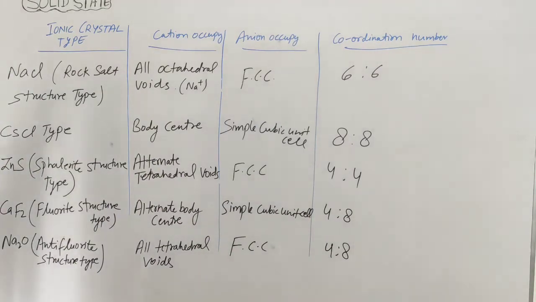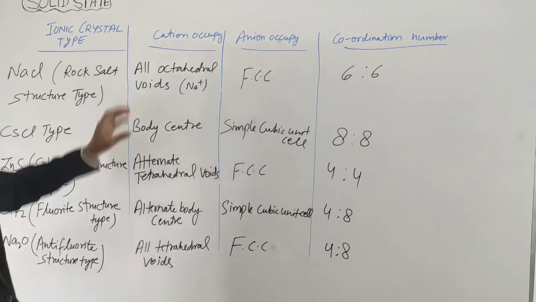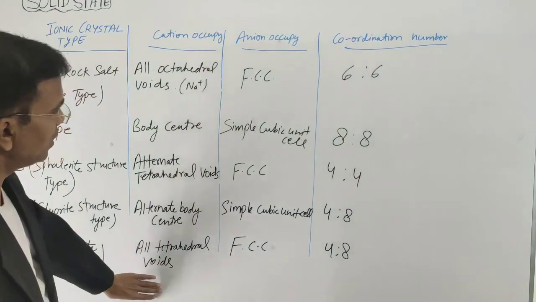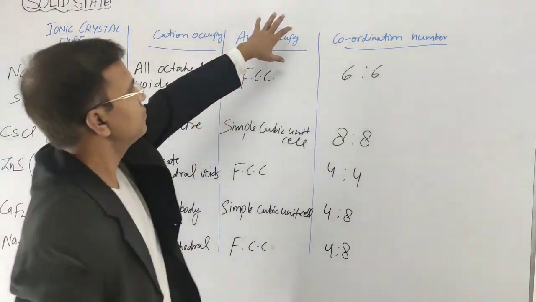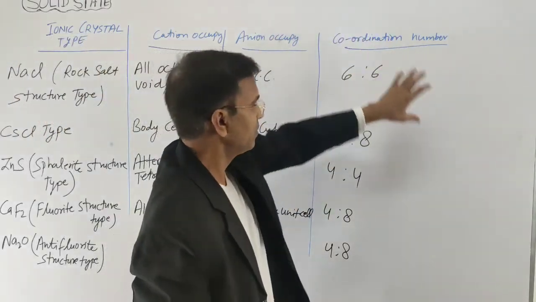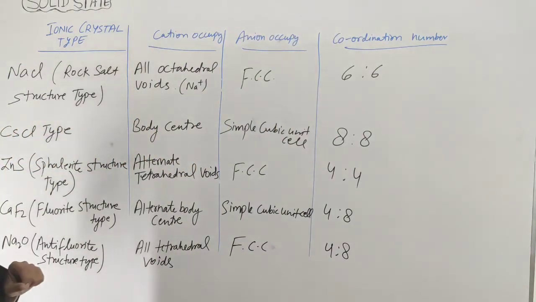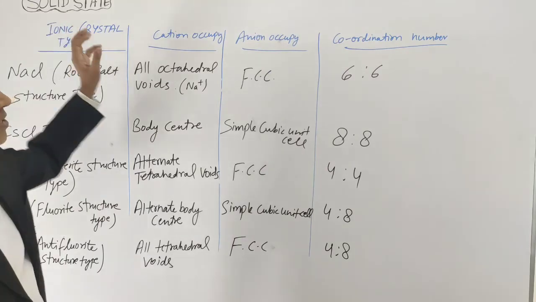So here is the chart about the ionic crystal types: where the cation is, which voids it occupies, which kind of unit cell the anion forms, and the coordination numbers of the positive and negative ions, right? So this is all about the ionic crystal type structures.